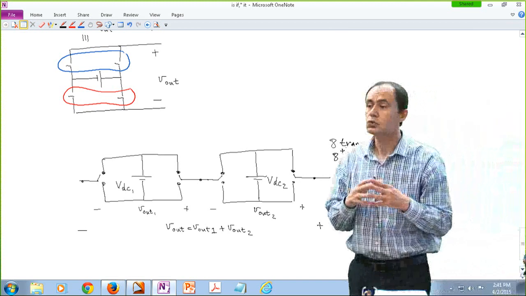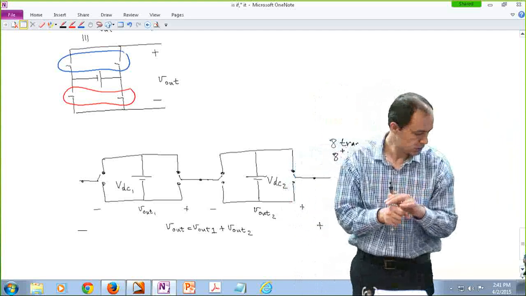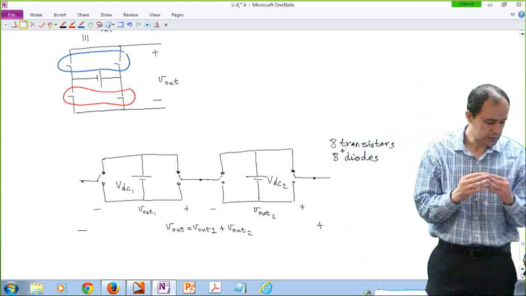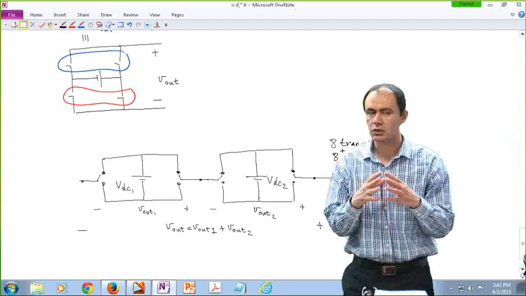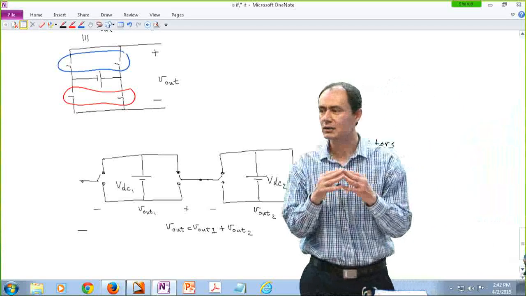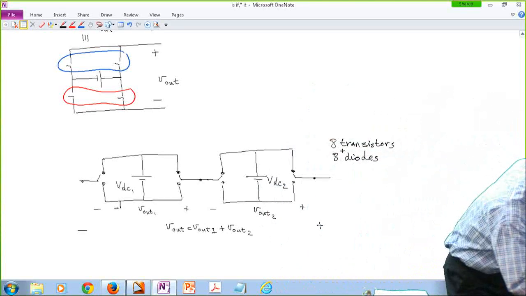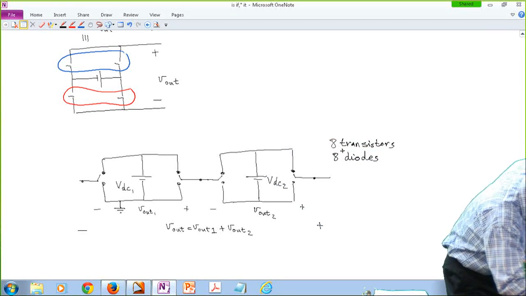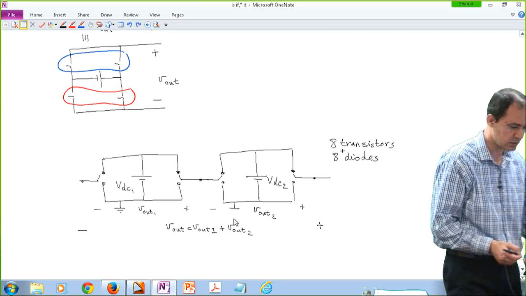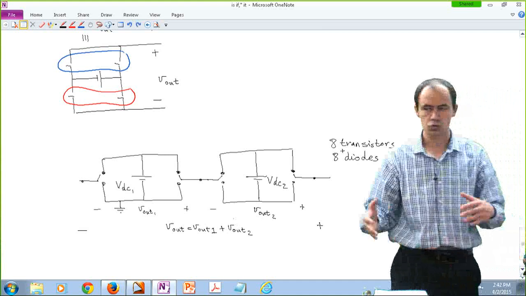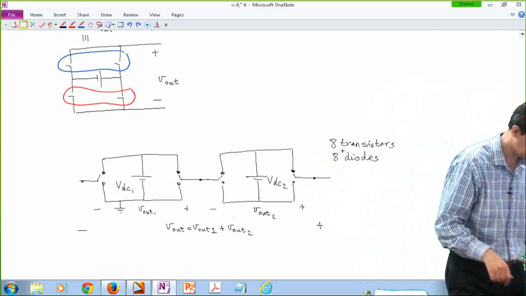We also need two sources, two independent sources of VDC1 and VDC2. And also note that depending on where you assume the ground of the system is, the two sources do not have identical grounds, meaning that if I assume that this is the ground of my system, then I cannot assume that this is also the ground of the system, okay? So remember that. So that means you can argue that your sources are kind of floating, okay? Something like this.